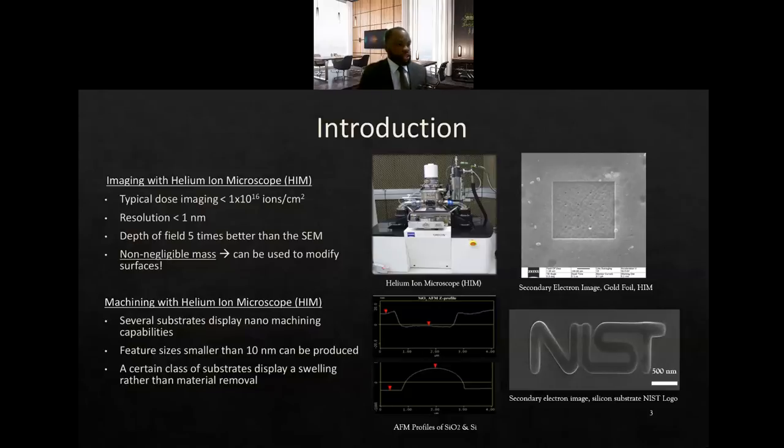As you can see here on the lower left section in silicon dioxide, we see a milling behavior taking place. However, in particular substrate classes like silicon, what happens is we have kind of this swelling phenomenon taking place. Gold is one such material that mills away as well. And here we managed to create a cool design exploiting this swelling phenomenon and creating our NIS logo.